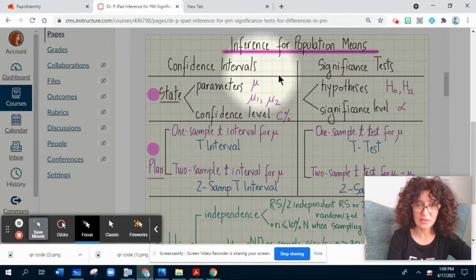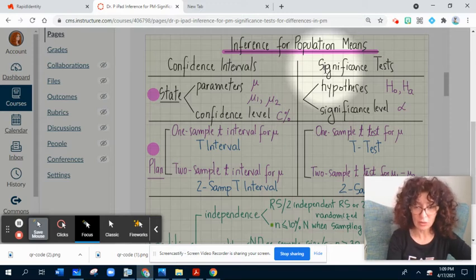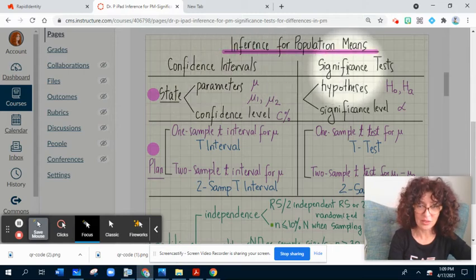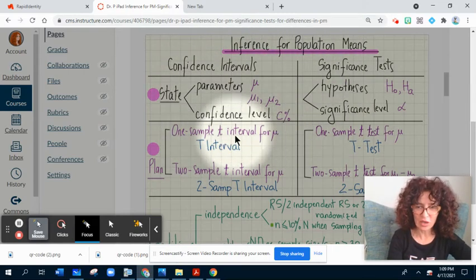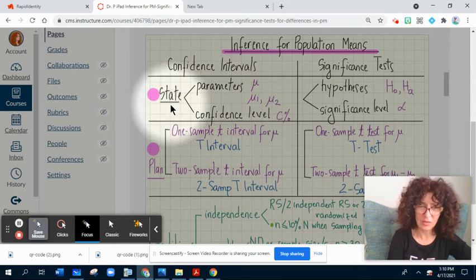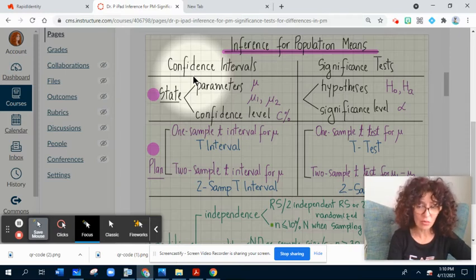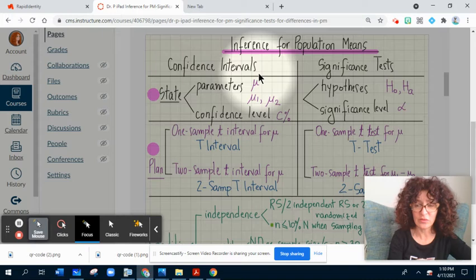You deal with a confidence interval or a significance test, and you should choose between these two procedures. It depends on what you have in the problem. We'll discuss this later, but I think you already chose the correct procedure. Let's discuss now a bit the specifics of these conditions. First step, state. What do you state? The parameters. Could be a mean, could be two means, the confidence level if you use a confidence interval. It depends on what is required and on the specifics of the data provided in the problem.